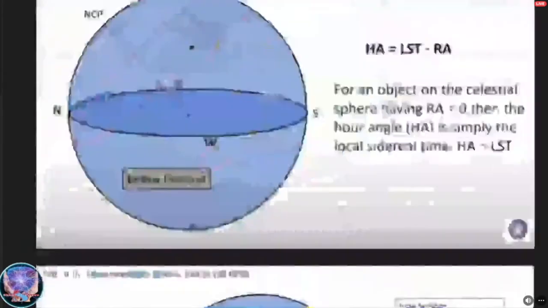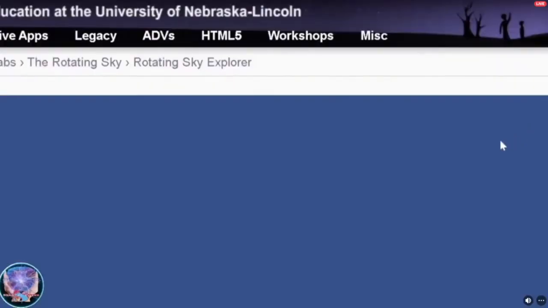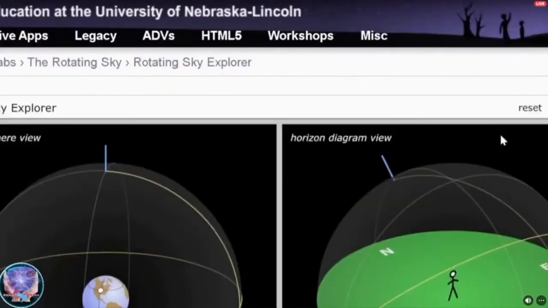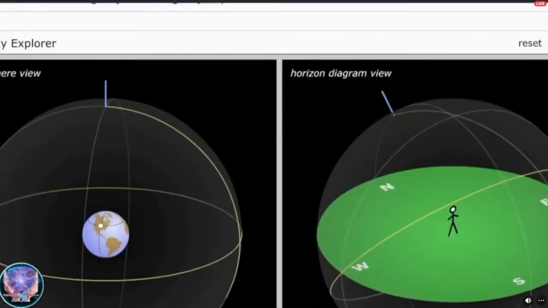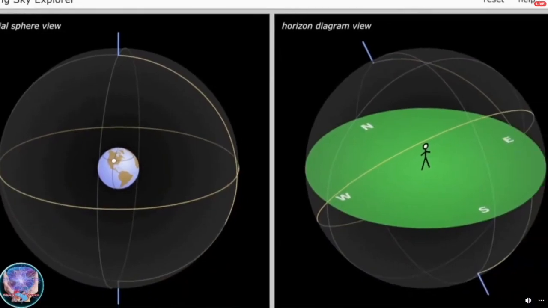I'm going to go back to the top, and we're going to go to the emulator that we referenced here. So here's astronomy education at the University of Nebraska, Lincoln. And this is a wonderful tool that we're going to use real quick to just demonstrate some basic principles about the celestial sphere in action.